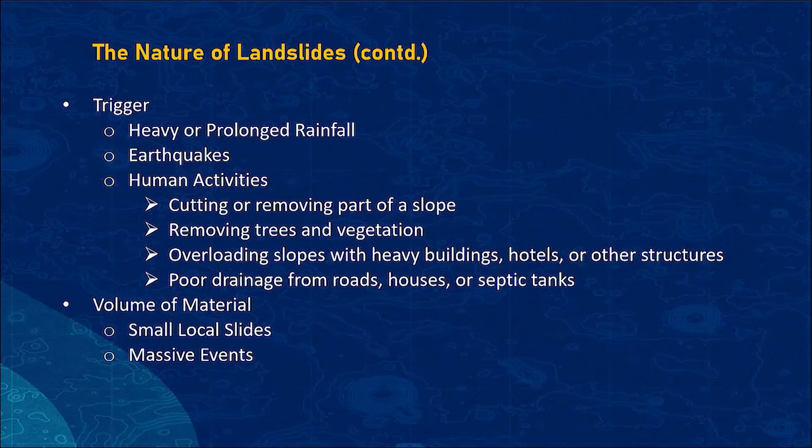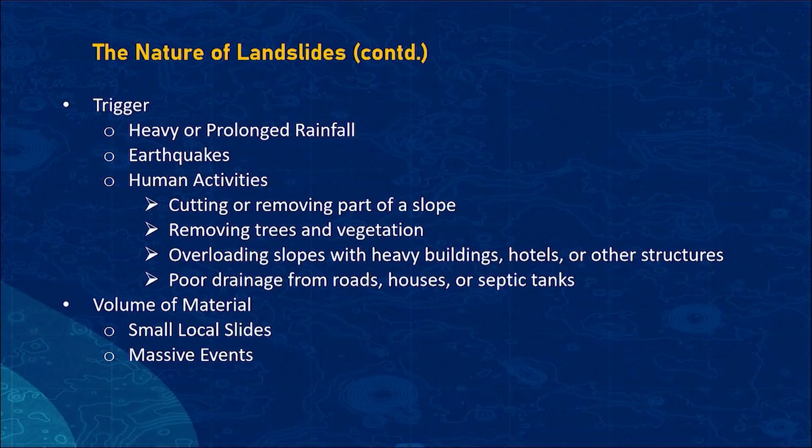Removing trees and vegetation, such as deforestation, which eliminates root systems that help bind soil together. Overloading slopes with heavy buildings, hotels, or other structures. Poor drainage from roads, houses, or septic tanks, which lets water seep into the slope and increase pressure.